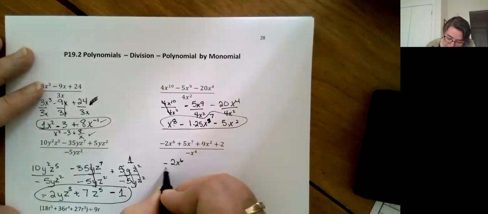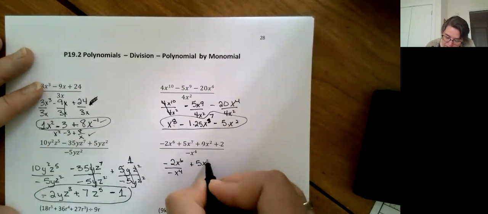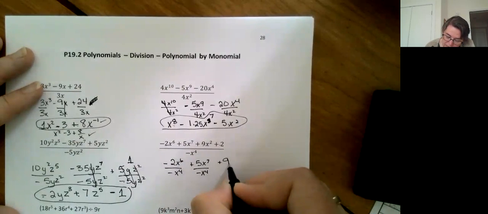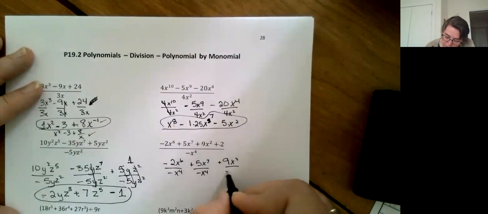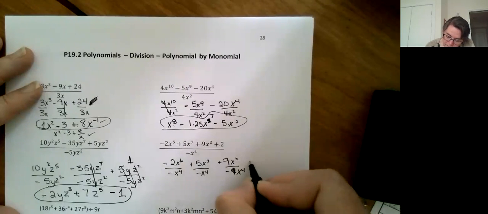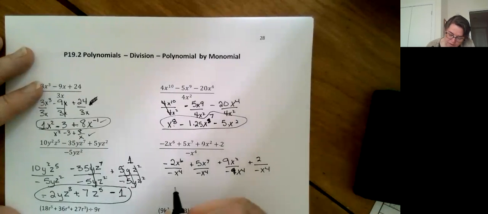2x to the 6 over minus x to the 4th plus 5x7 over minus x to the 4th plus 9x squared over minus, oopsies, x to the 4th plus 2 over minus x to the 4th. I've got negative 2 divided by just negative 2. Right, if you want, there's an understood 1 in there, but it's really just going to become plus 2. And then, right, it's there.